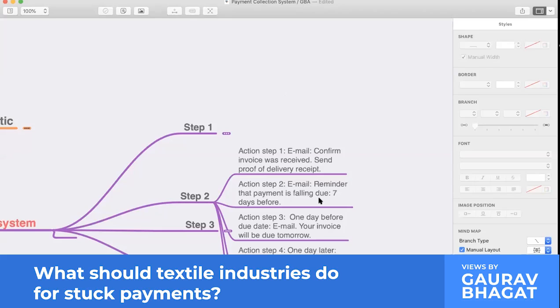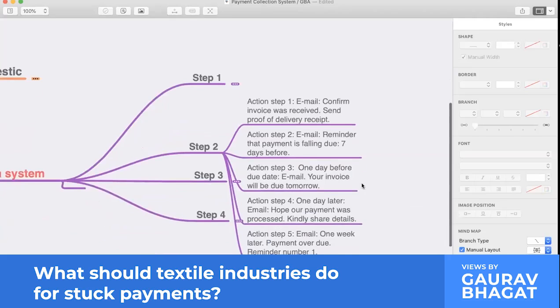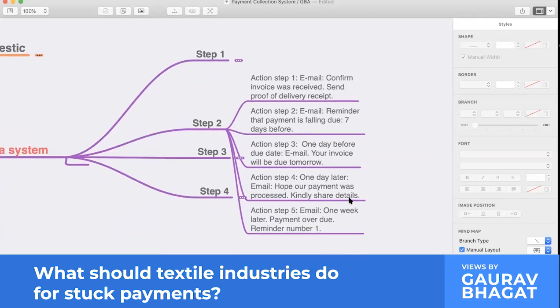So all of these mails that you're sending, ask for a receiving back, ask for a reply saying yes, yes, yes, and lage raho until you get these replies back from them. Action step number 4, which we come to lower here, it's 1 day later saying that I hope our payment was processed.